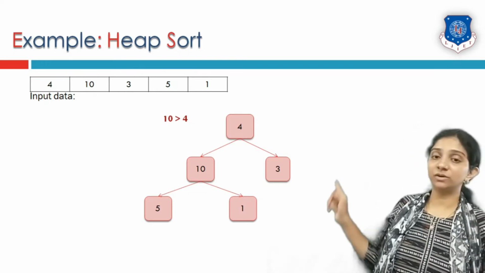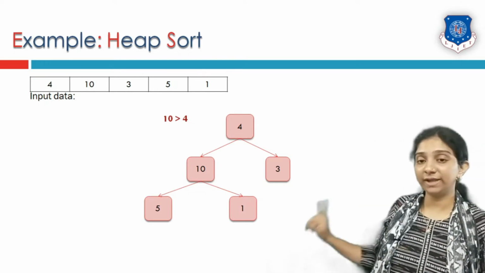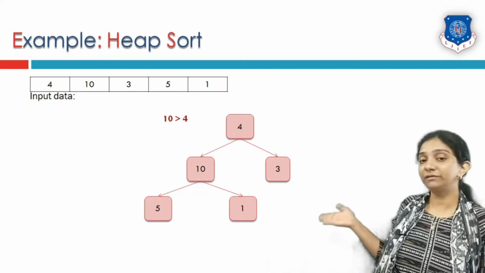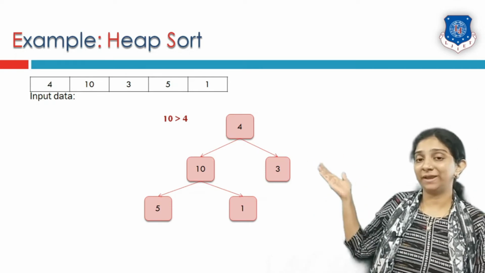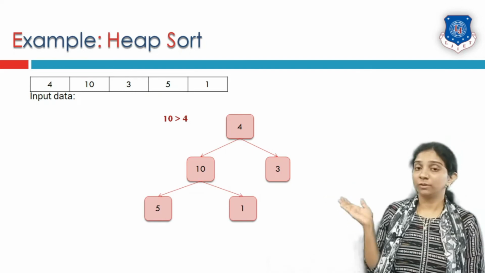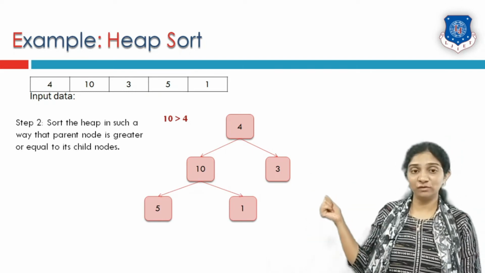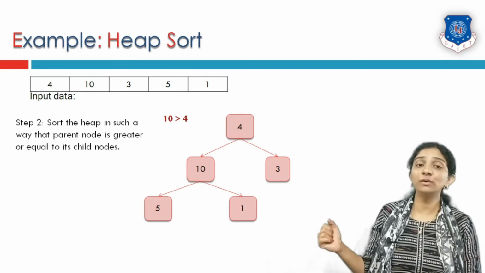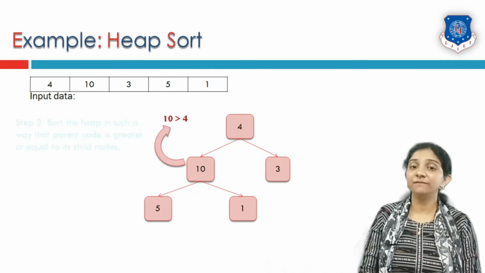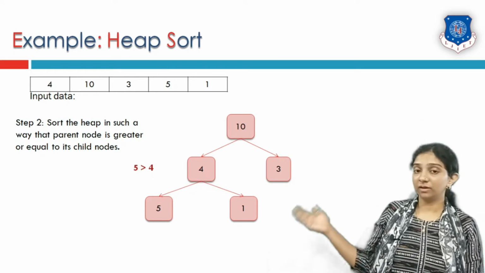So let us consider only the partial subtree 4, 10 and 3. Out of these three, is my root or parent the largest? No, the element 10 is the largest. So is 10 greater than 4? Yes, so we have to swap them so that we will generate a heap tree.